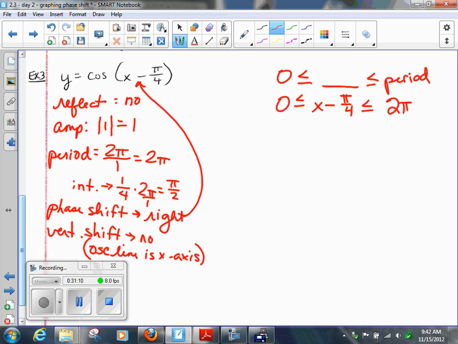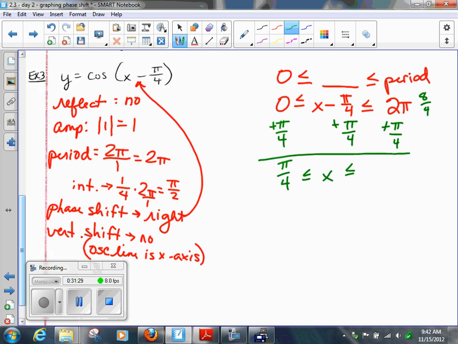Earlier, it was a piece of cake. This is when it gets kind of hairy, okay? Add pi over 4 to everything. And we get pi over 4 is less than or equal to x, which is less than or equal to 9 pi over 4. Now, how does she do that? Get your calculator out and add 2 plus 1/4. Math frac, and it gives you 9/4. Okay? Everybody clear? All right.